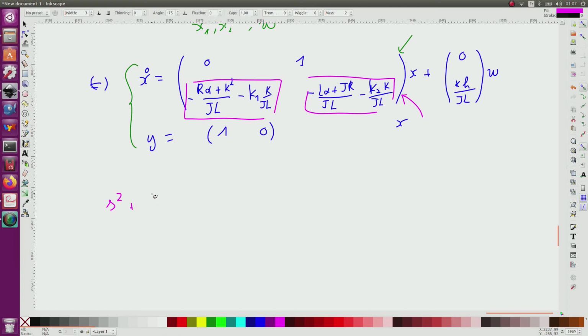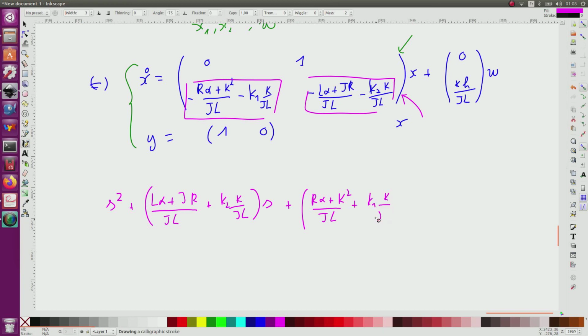s² plus (L alpha plus GR) divided by GL plus K2 kappa divided by GL, times s. Then I will have plus, with a minus, R alpha plus kappa square divided by GL plus K1 kappa divided by GL.